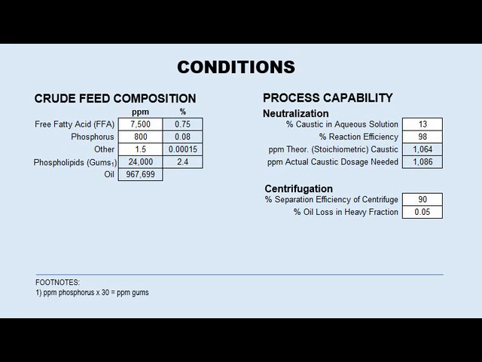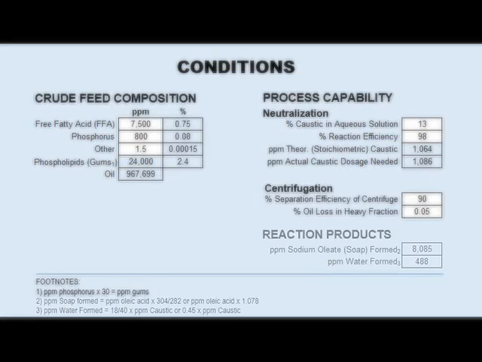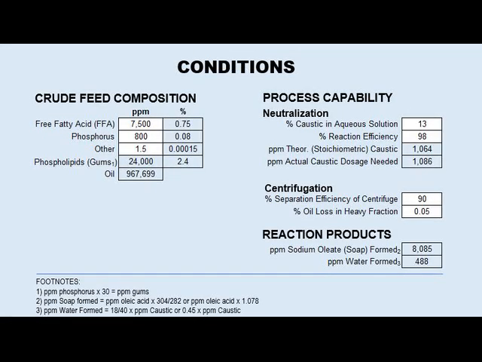Modern centrifuges have a higher separation efficiency for oil than for hydrated gums, water, and soaps. This helps minimize oil losses in the caustic refining step. This example specifies an oil loss of 0.05% in the heavy output stream. So, 0.05% of the total heavy stream will be oil. Finally, let's apply the molecular mass ratios from the reaction equation to determine the concentrations of soap and water formed. As shown here, our example produces 8,085 ppm of soap and 488 ppm of water.